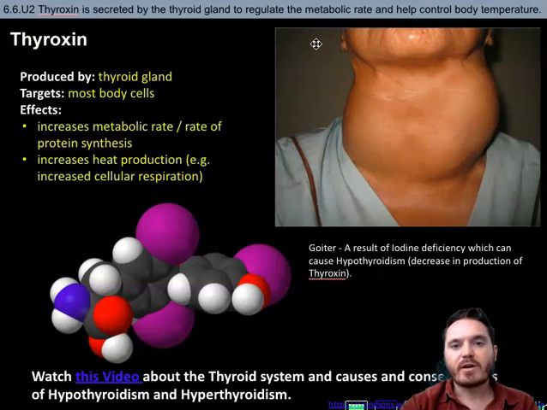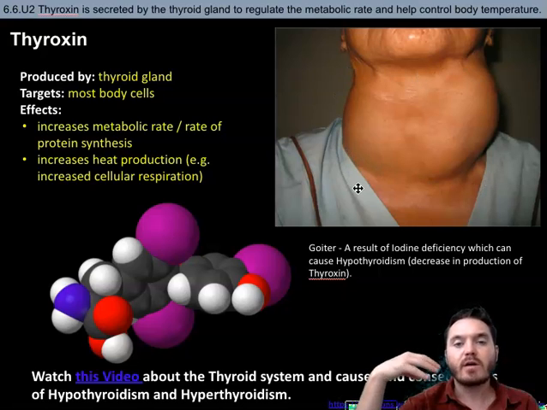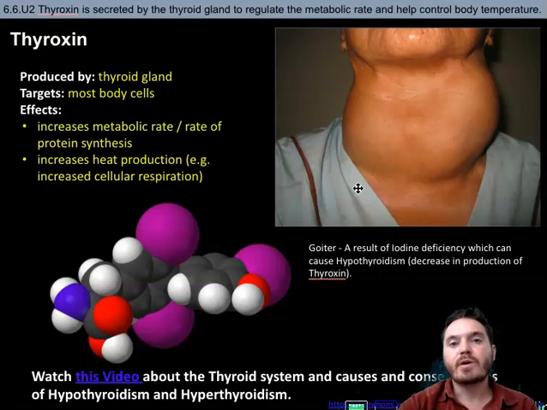Something else that can be caused by a malfunction with the production of thyroxine is that you can develop a goiter. This is when the thyroid gland swells up and grows in size to try to compensate for the lack of production of thyroxine. This is called hypothyroidism, a decrease in the production of thyroxine. And so that's also going to decrease what? If there's a decrease in thyroxine, then it's going to decrease metabolic rate and decrease heat production, so there are going to be lower body temperatures. If you have hyperthyroidism, then the opposite is going to happen.